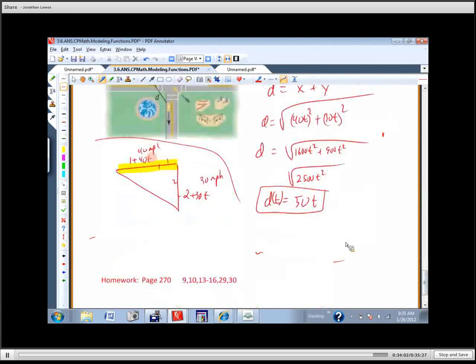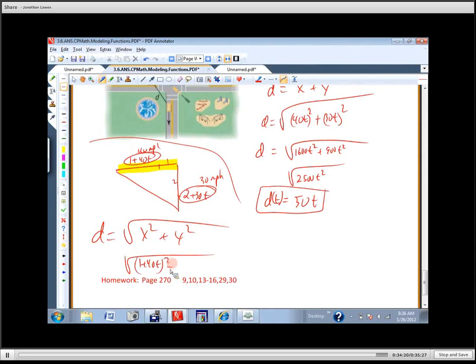So this one's going to be 1 plus 40t. This one's going to be 2 plus 30t. But the formula that relates those was still the same. It would be the square root of x squared plus y squared. What do we do with the x and the y? Replace them with these guys right here. So this would be 1 plus 40t quantity squared. And this would be 2 plus 30t quantity squared. Now, is that one going to simplify as well as the other one did?